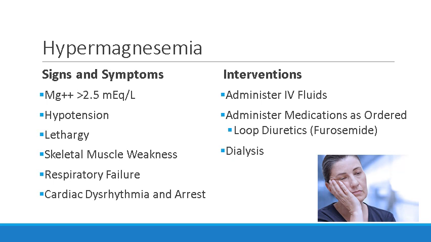Interventions: IV fluids, rehydration, administer medications as ordered. Loop diuretics or furosemide is typically given. It's only going to help if the kidneys are functioning properly. So that's important to kind of think about when you're giving furosemide, and then in severe cases, dialysis.